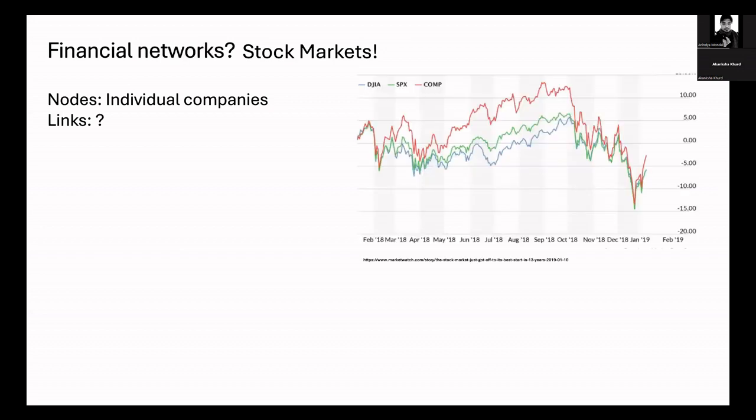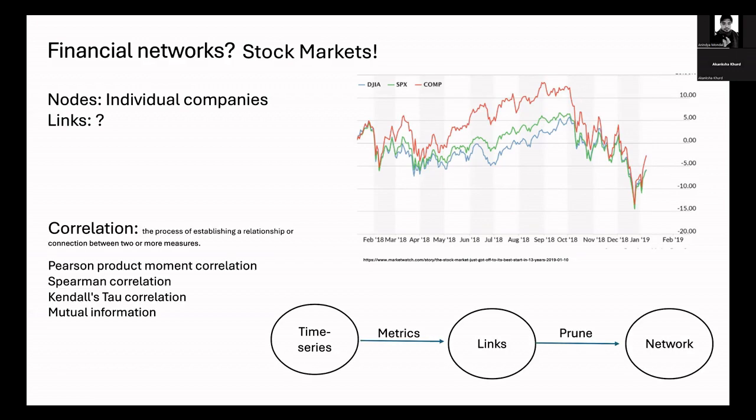The available data for stock markets is something called a time series, which shows the changes in stock prices with time and looks something like this. But based on this data, how do I know whether the two stocks are behaving similarly? How do I quantify the similarity in their behavior? That's where correlation comes in.